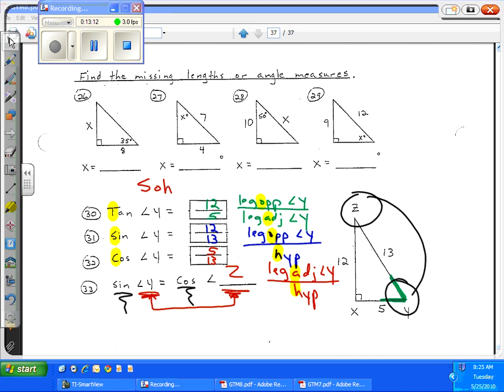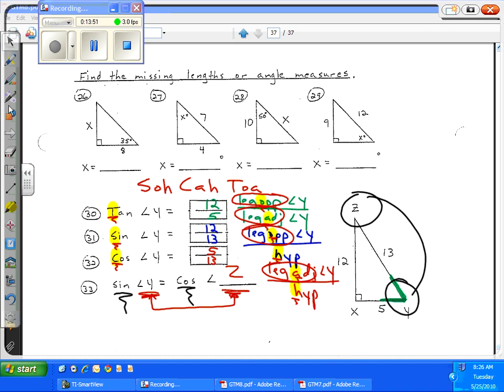Sine is leg opposite over hypotenuse. Cosine is leg adjacent over hypotenuse. Tangent is leg opposite over leg adjacent. You might like the acronym to memorize. Don't forget when you say opposite adjacent, don't just say opposite adjacent. Say leg opposite, leg adjacent, leg opposite, hypotenuse, leg adjacent, hypotenuse. Okay? All right.